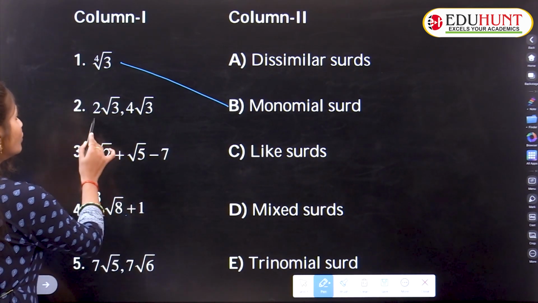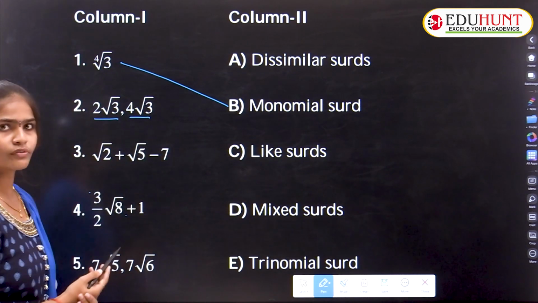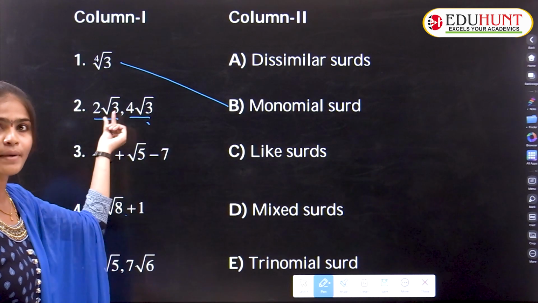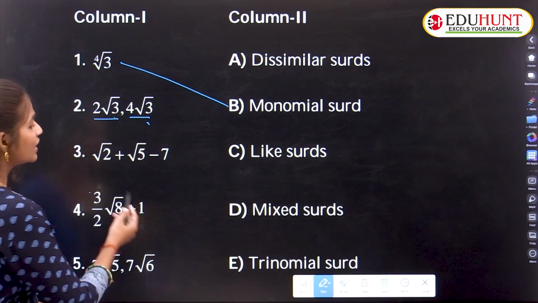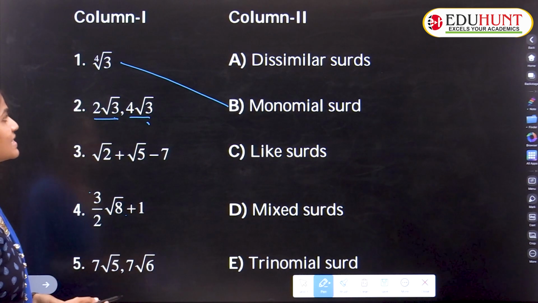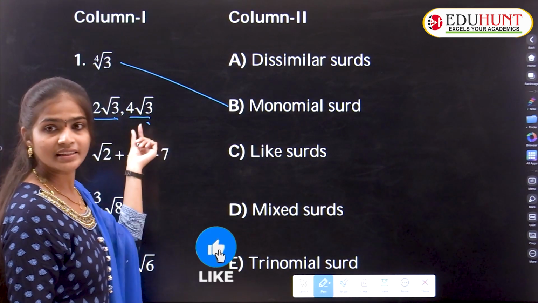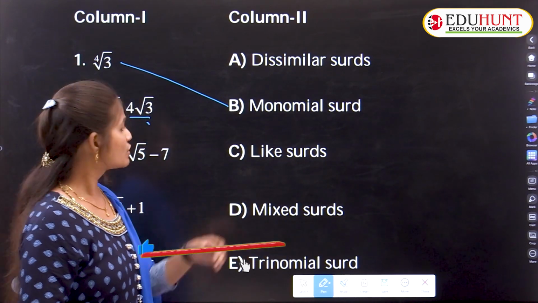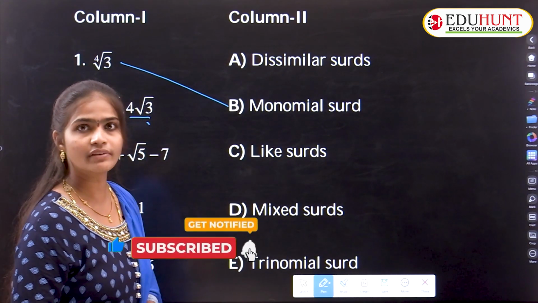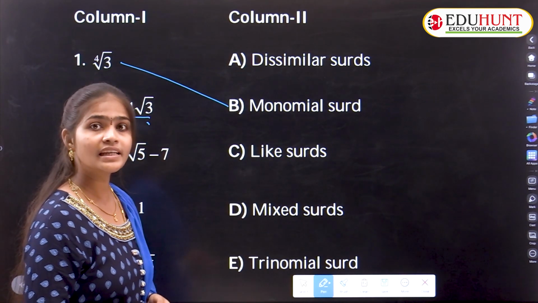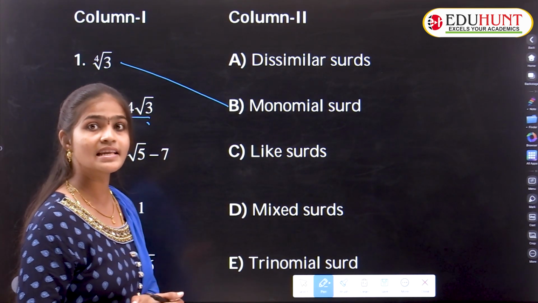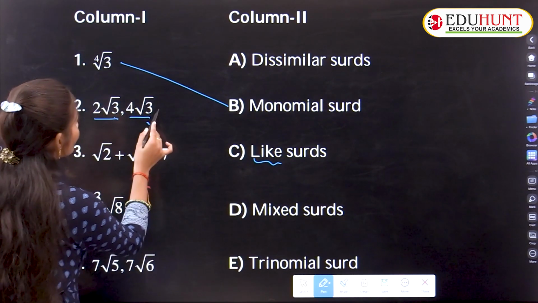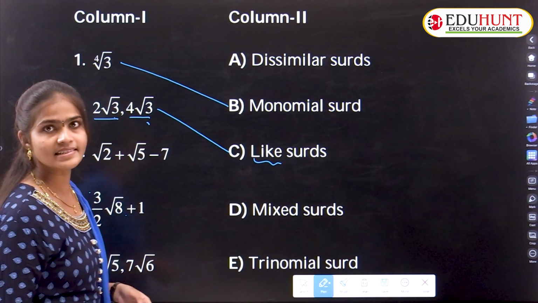What is that? 2 square root of 3, 4 square root of 3. While observing those two, we are having the same irrational part. Then we have to take that one as similar surds. So here we are having the same irrational part, so we will call that one similar surds. Is there anywhere similar surds not given? Similar surds not given, but here we have another name for similar surds. What is that? That is like surds. So we will call these two like surds.